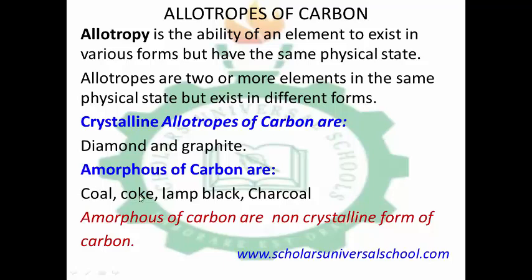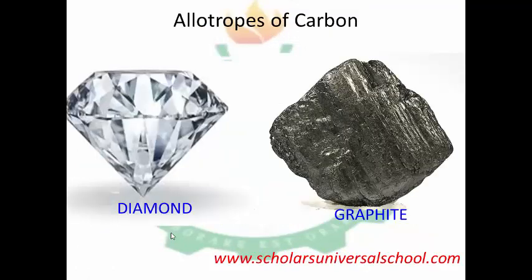So we have coke, coal, lamp black, soot, and charcoal. And when we talk of charcoal here, it could be plant charcoal, animal charcoal, sugar charcoal, any form of charcoal. We call them amorphous because they are non-crystalline forms of carbon.